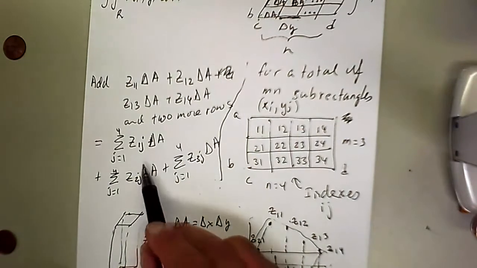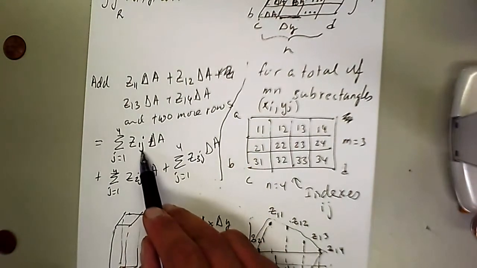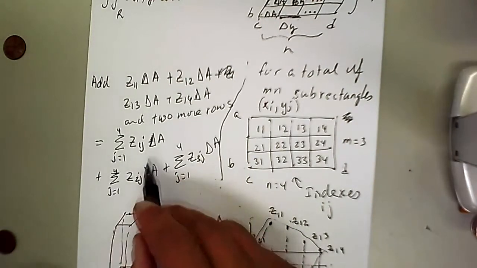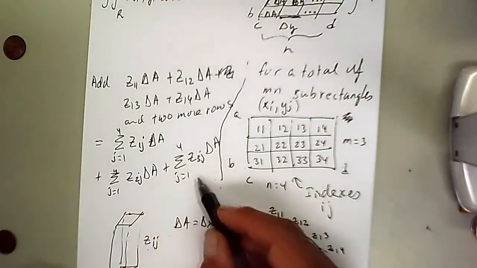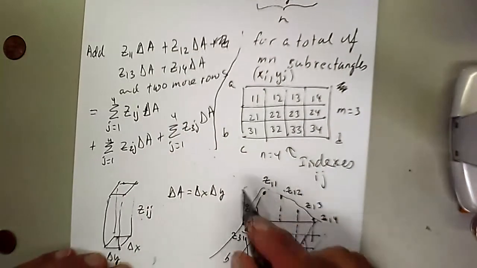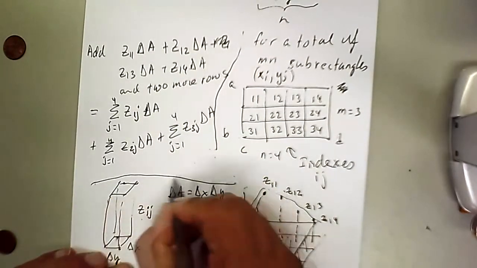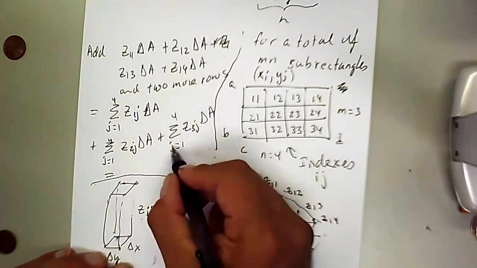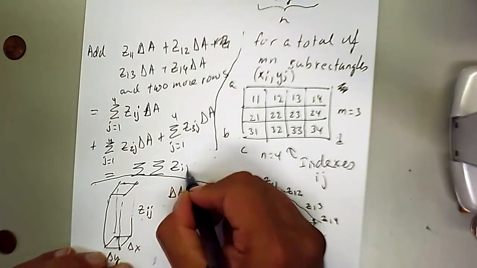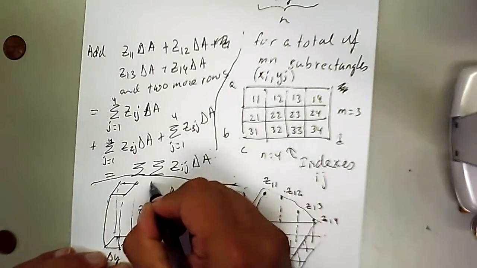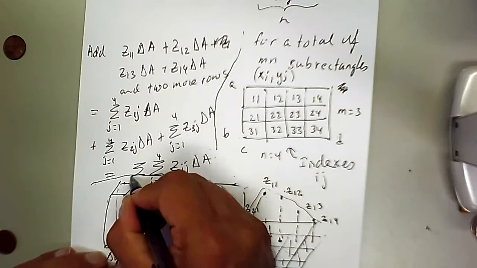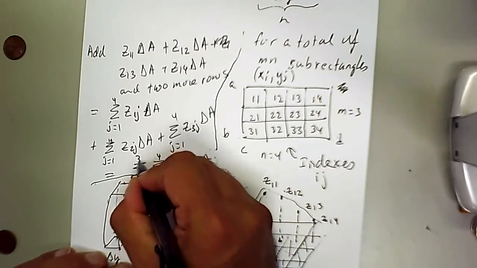But these are very much the same kind of sums. The only thing that we're changing is that we start with the first row, second row, third row. So we have a sum of sums where we have the same kind of pattern. So this is the same thing. This sum of sums is really the sum of Zij delta A as j goes from 1 to 4, and as i goes from 1 to 3.